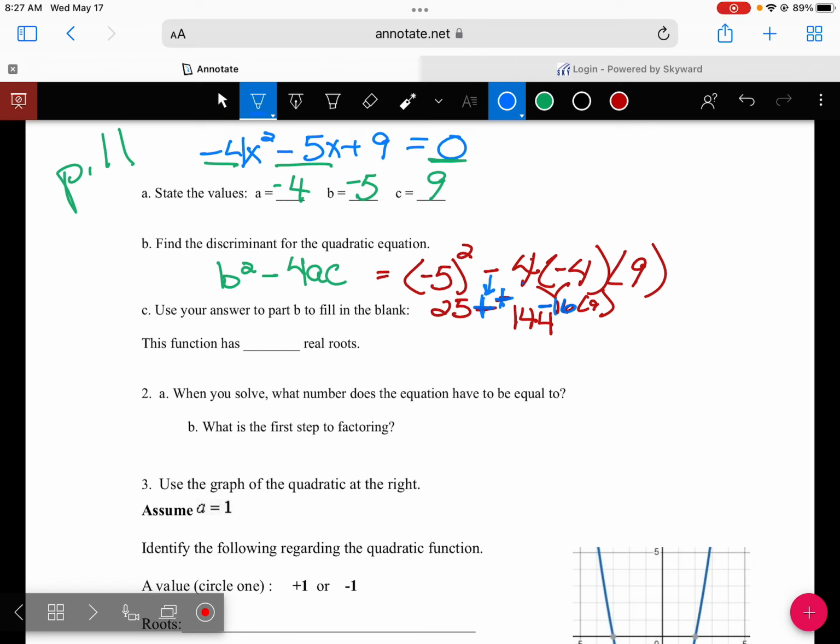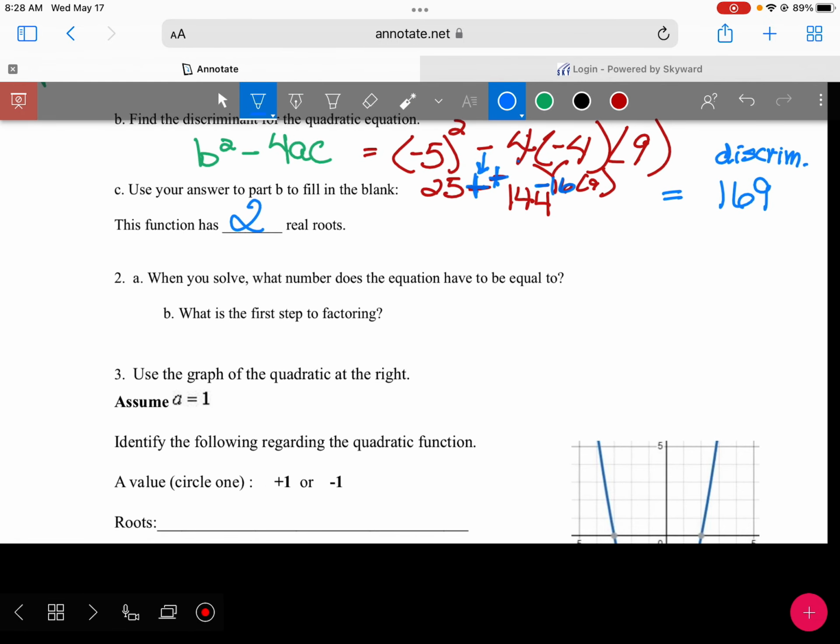Did you follow that very well? Kind of? Okay. So this gives me 169, and that is my discriminant. That is a positive value. When you have a positive value in the discriminant, you have 3 choices. You're either going to have 2 real roots, 1 real root, or 0 real roots. So since it's positive, how many real roots should I have? 2, 1, or 0? Should have two real roots, okay?